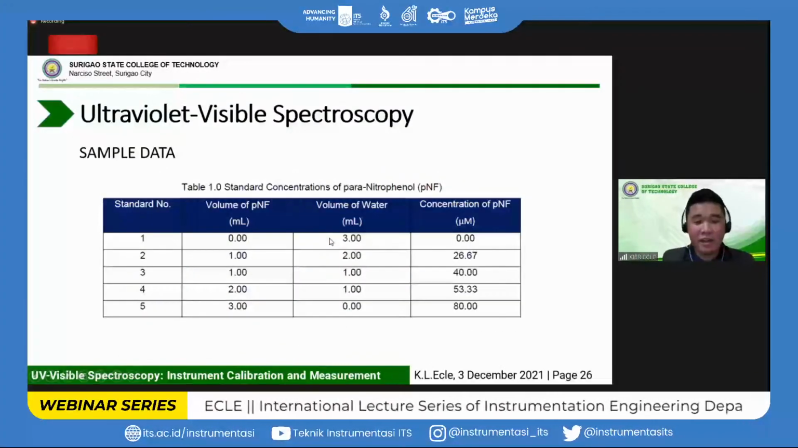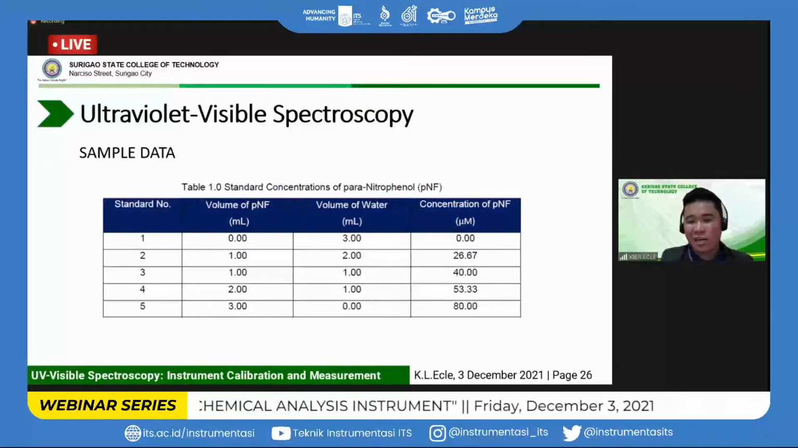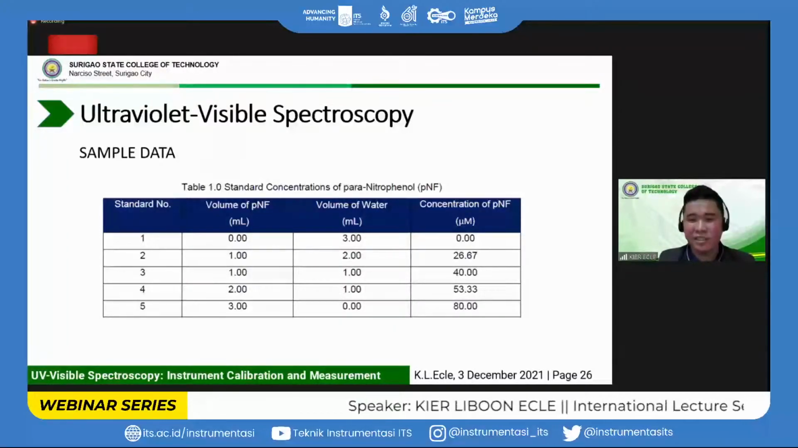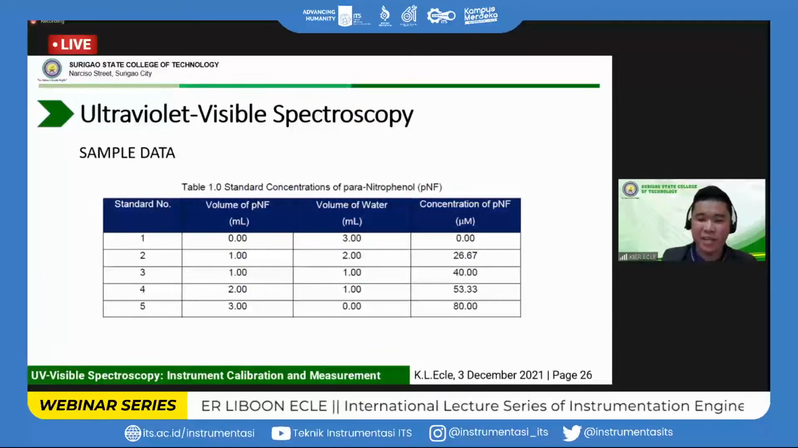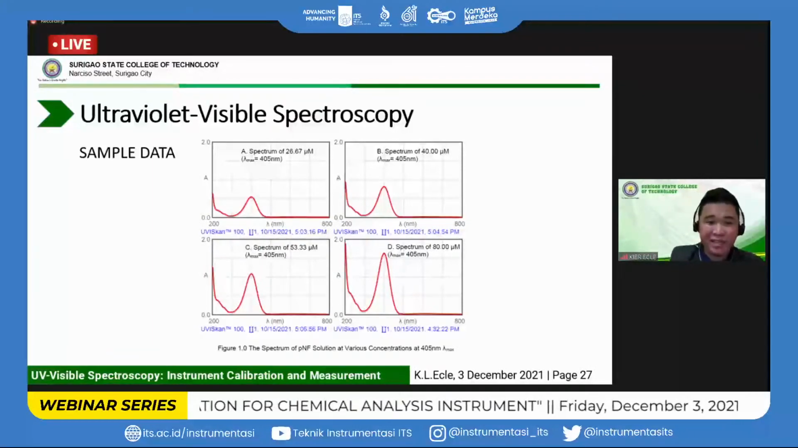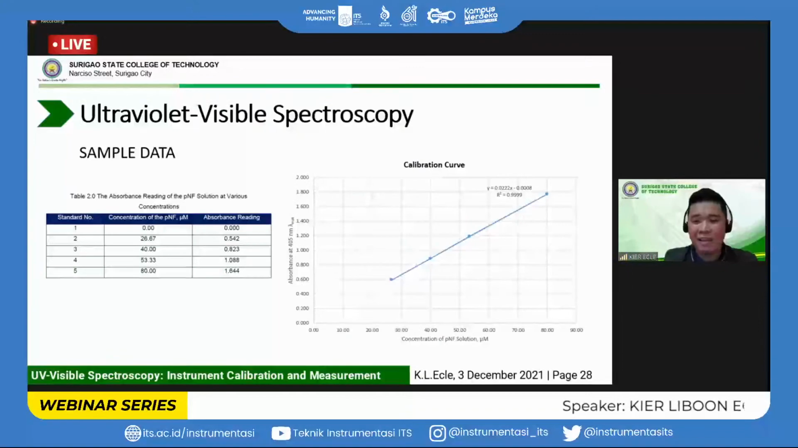Using these standard solutions, the first standard solution is the blank solution. The second, third, fourth, and fifth solutions are the solutions containing the para-nitrophenol and water, with corresponding concentrations of the PNF, which is at 80 micromolar. And here are the spectral displays in the gathered data. These are the different spectral displays and the calibration curve.